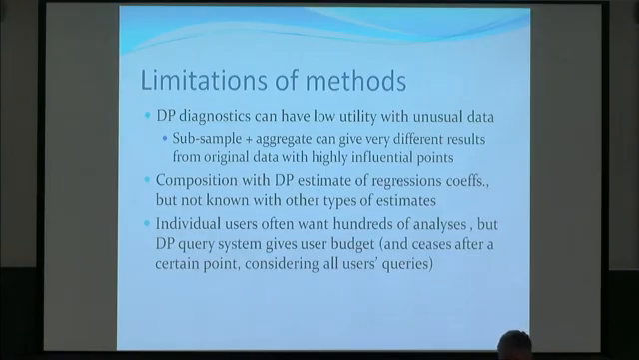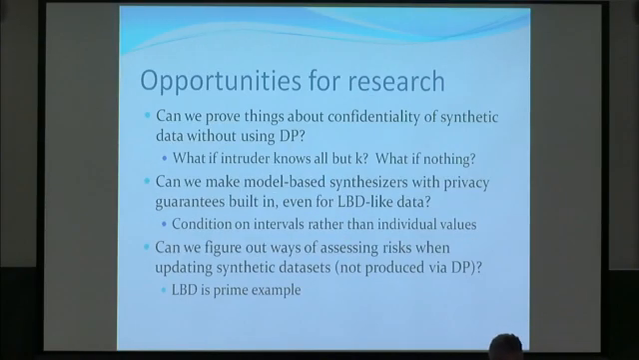We have composition if the regression coefficient estimate satisfies differential privacy, but we don't know what the properties are for other estimates like synthetic data, for example. And then, a real tricky part here is individual users often want hundreds of analyses. They want to do lots and lots of analyses, but you've got to give them a budget, presumably, and that budget will be exhausted very quickly because with these methods we have right now, you chew through a lot of epsilon to do what you want to do. Okay, so this is a real challenge to figure out.